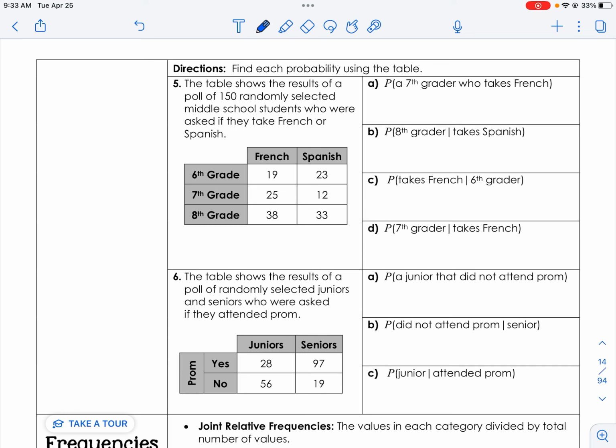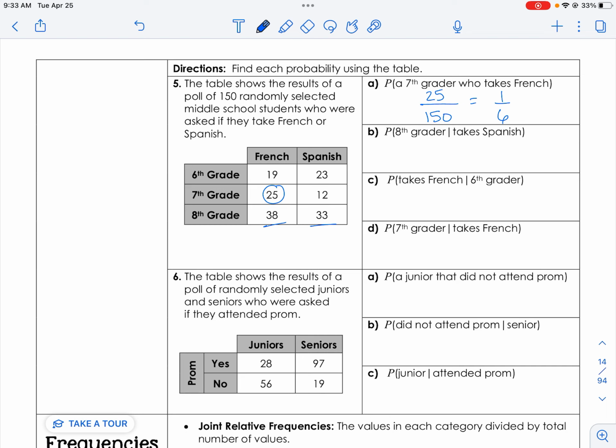So again, we could do our totals here if we need to. We may not need to, but to find the total number of French speaking, the total number of Spanish speaking, and then the total number of 6th, 7th, and 8th graders. If I want the probability of a 7th grader who takes French, that's 25, so I'm taking that specific desired outcome over all of those who take French, which would be 150. And that reduces to 1 over 6.